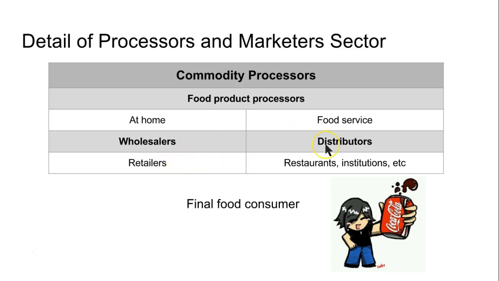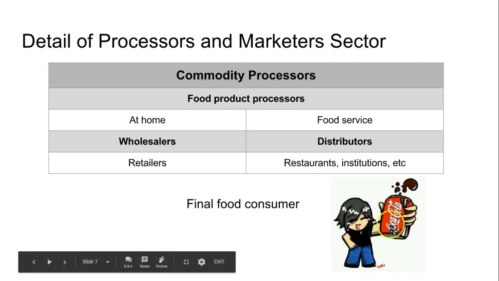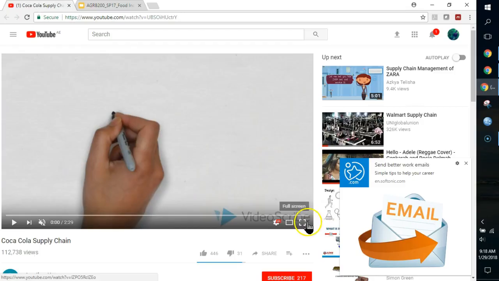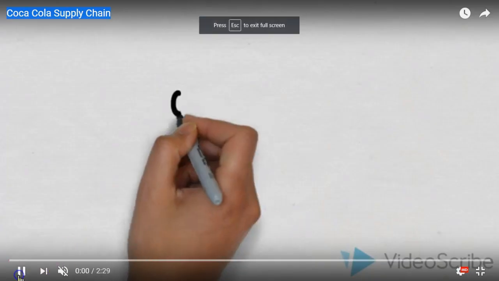So they also use distributors in order to get their products to restaurants and other food service institutions. And they finally reach the consumer. So let's watch this short video that details the Coca-Cola supply chain.